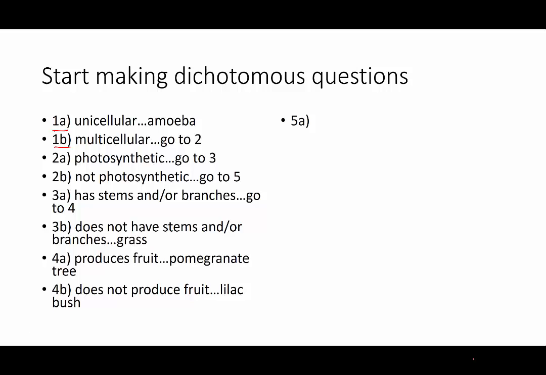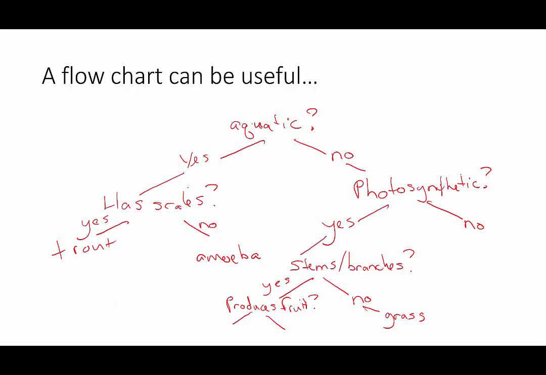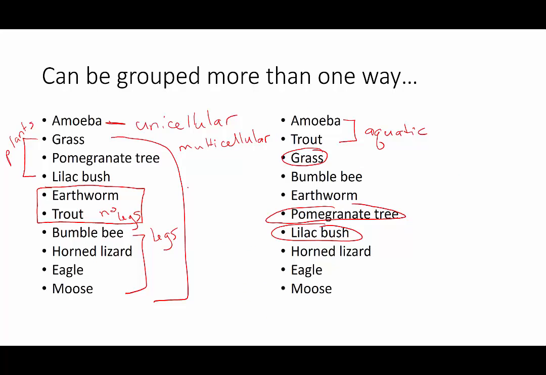Okay, so we need to look at the rest of our list, right? So we've got the plants and the amoeba taken care of. We're looking at things that are multicellular and not photosynthetic, right? Which should be the rest of our list. So let's go back and look. Okay, so we've taken care of those 4 with those first questions. So we could look at the legs, no legs thing now for 5.